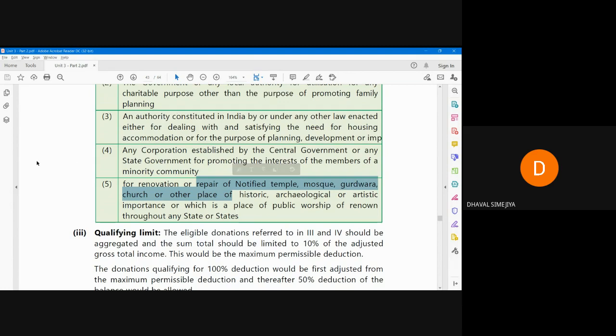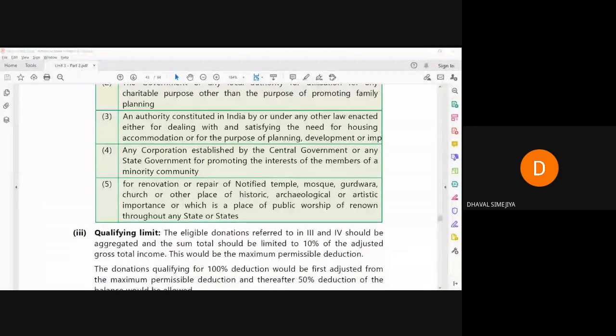Four things: 100% deduction, 50% deduction, 100% deduction but subject to qualifying limit, 50% deduction but subject to qualifying limit. Total 4 tables you have to remember.